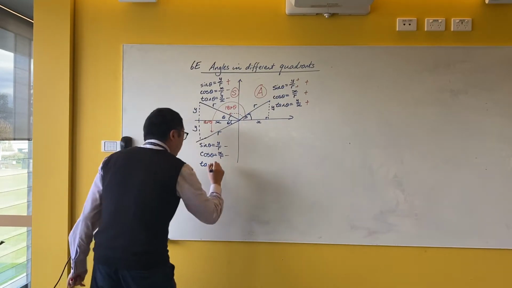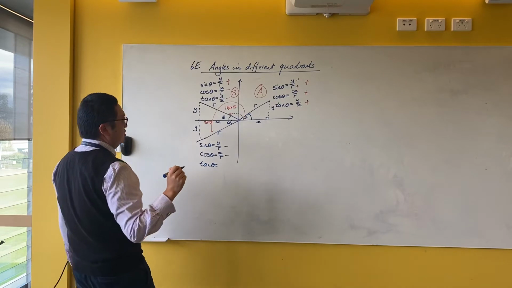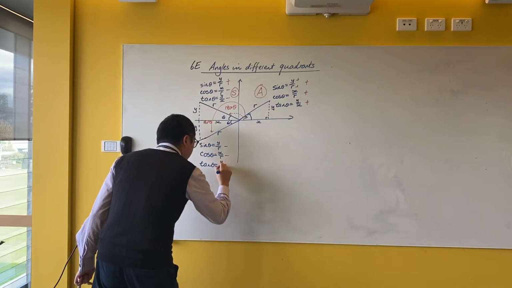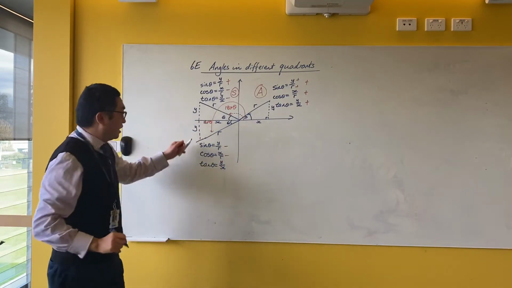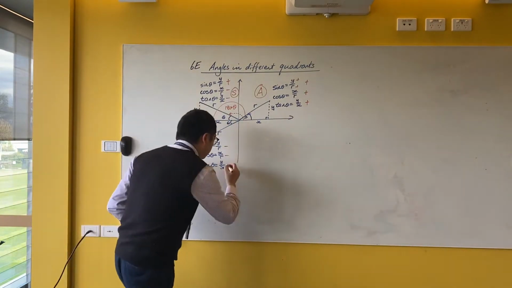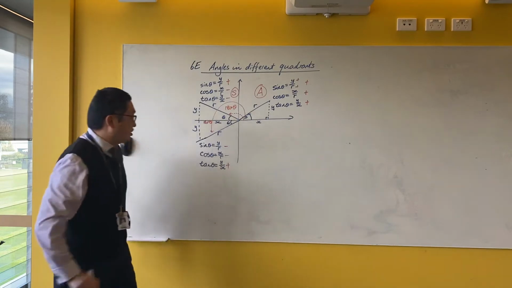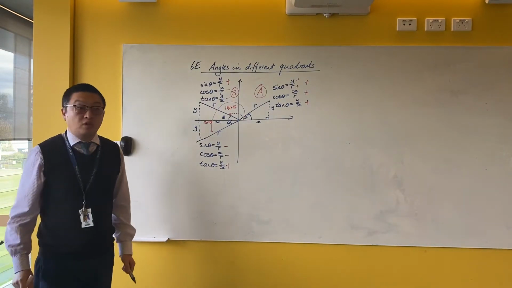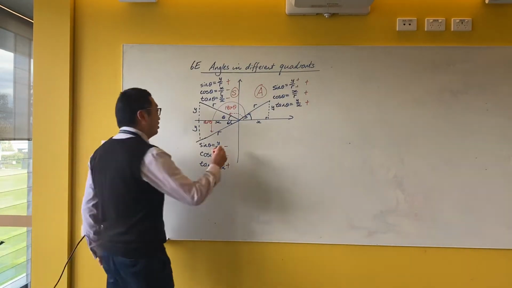Tan theta is y over x, right? Y is negative, x is negative. Negative divided by negative is positive. Perfect. So we see that in the third quadrant, only tan is positive. We use the letter T.